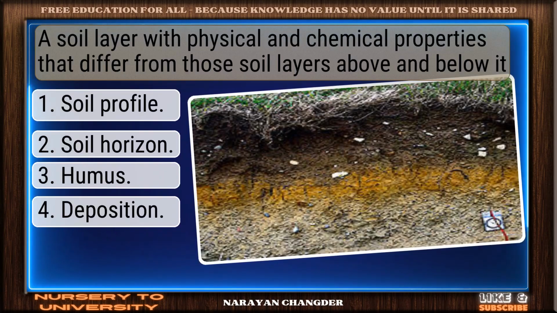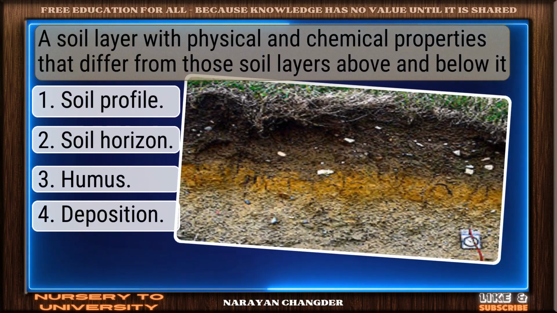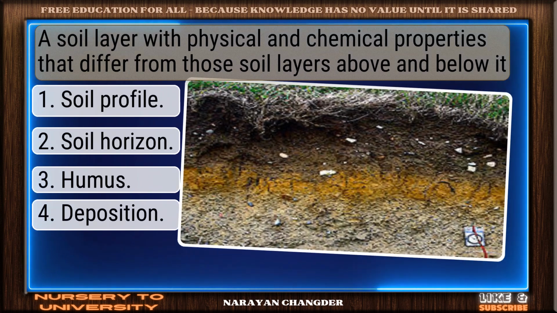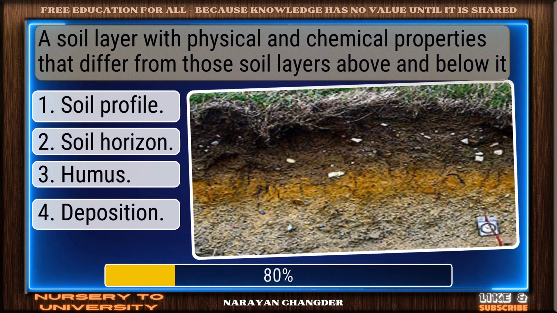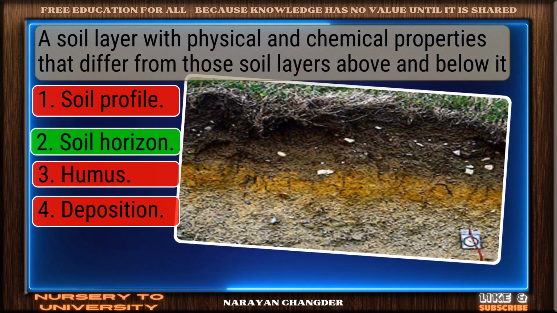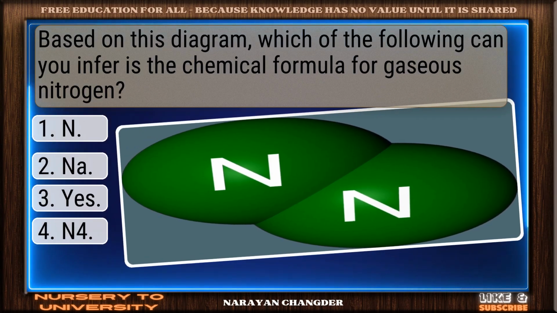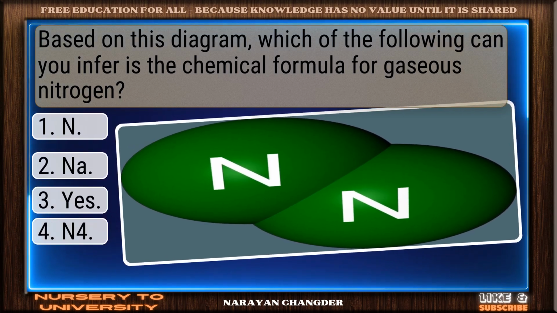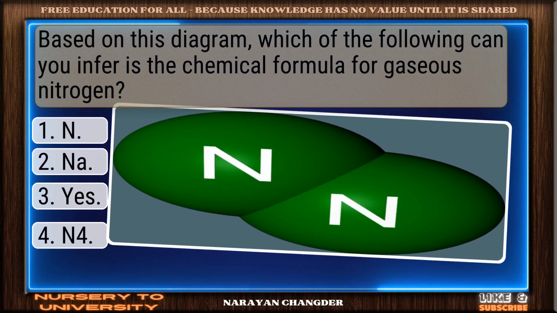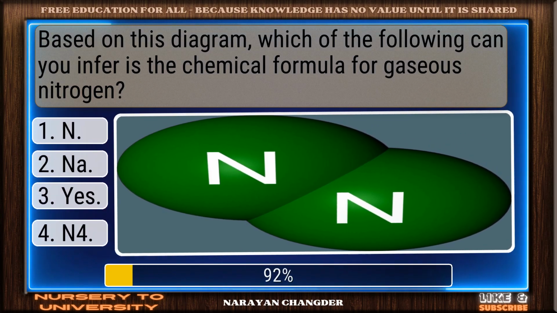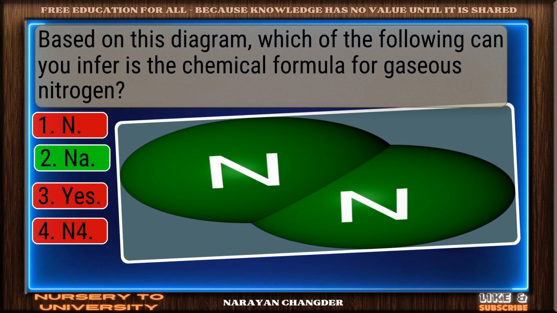A soil layer with physical and chemical properties that differ from those of the soil layers above and below it. Well picked. Soil horizon is the correct answer. Based on this diagram, which of the following can you infer is the chemical formula for gaseous nitrogen? N2. Bravo, N2 is the answer.